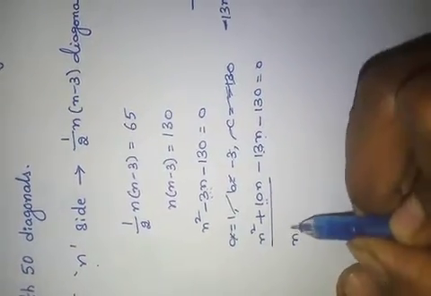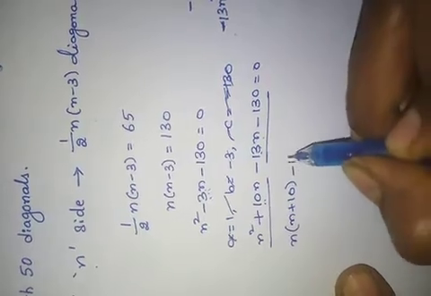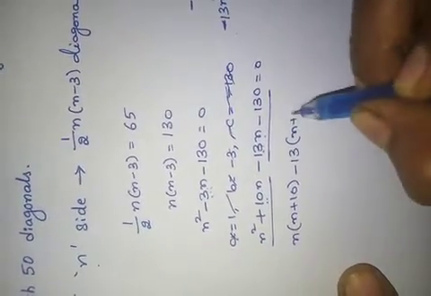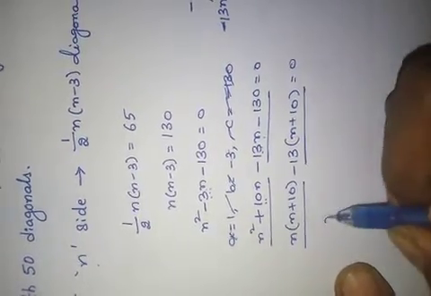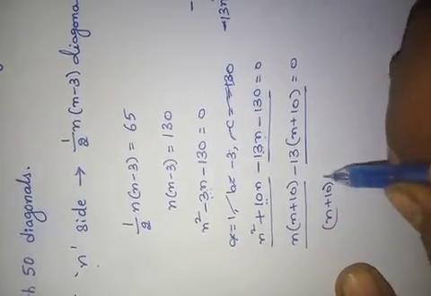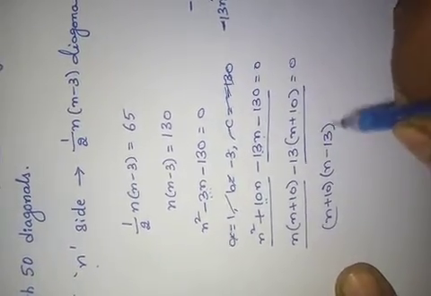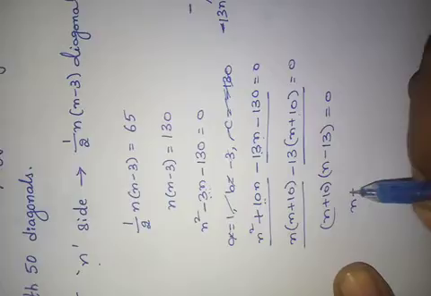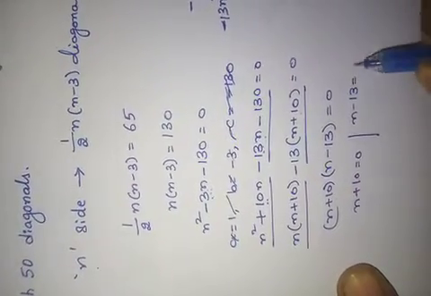Now in this both take n common, n plus 10. In this both take minus 13 common, n plus 13 tens are, no? Equals to 0. Now in this both take n plus 10 common. Then what is the remaining here? N. In this remaining minus 13 equals to 0. Now separate it. N plus 10 equals to 0. N minus 13 equals to 0.